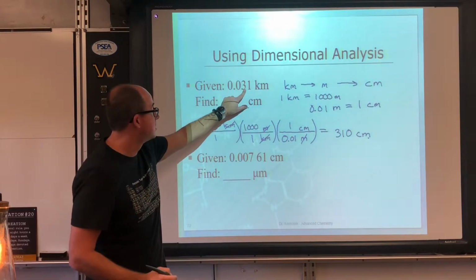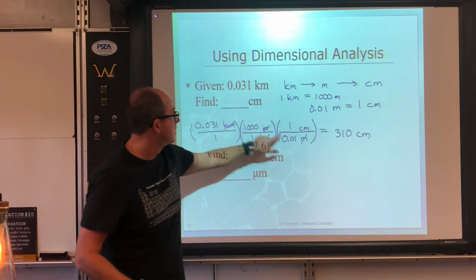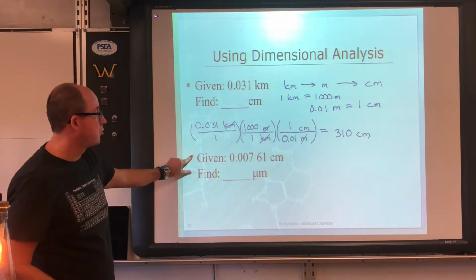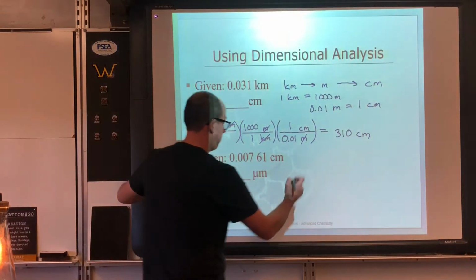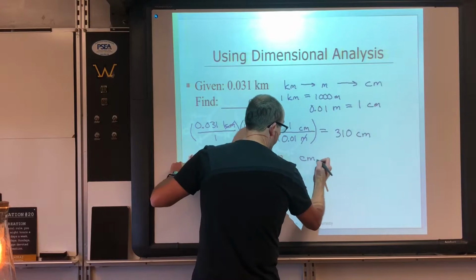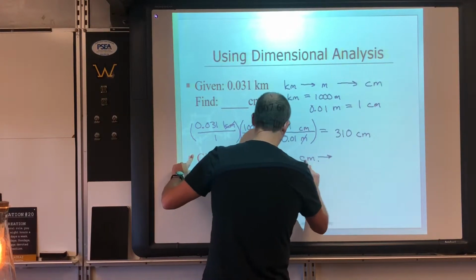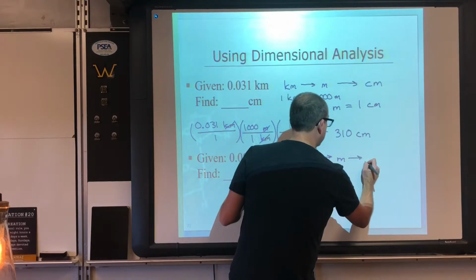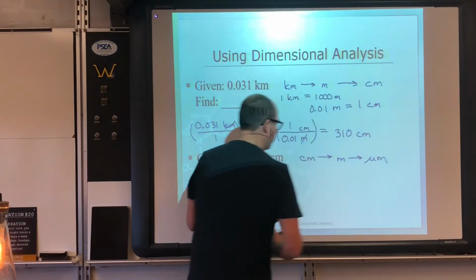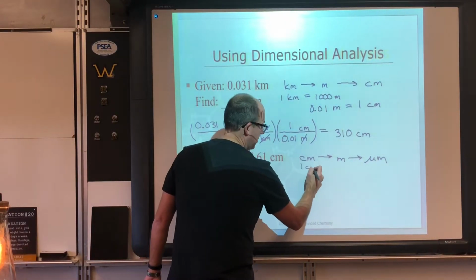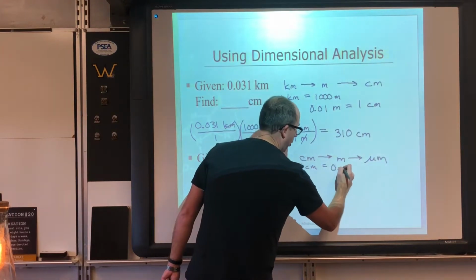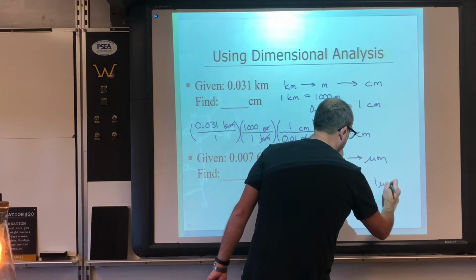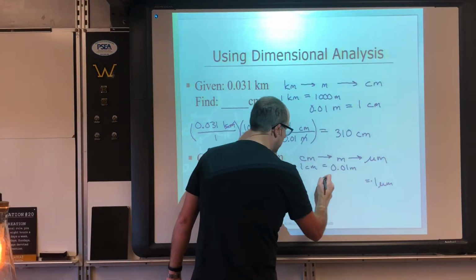2 sig figs to start with, 2 sig figs at the end. This one from centimeters to micrometers. They're both prefixes, so we'll take centimeters to meters first, and then meters to micrometers. 1 centimeter is 100th of a meter. 1 micrometer is 1,000,000th of a meter.